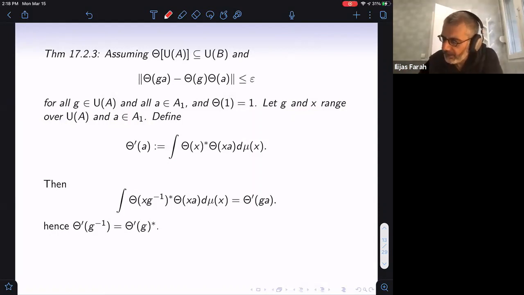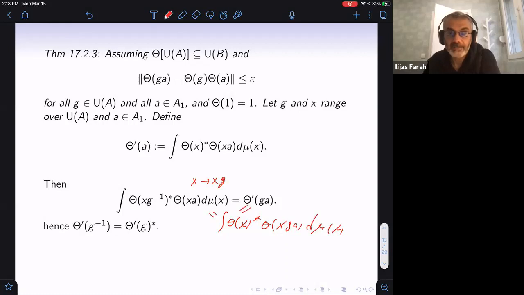Now, here is one equality. If you look at this integral of theta(xg inverse)star theta(xa), if you do a substitution, replacing x with xg, and remembering this is a Haar measure, it's invariant under multiplication, what you get here is the integral of theta(x)star theta(xga) d mu of x, which is exactly theta prime of ga.